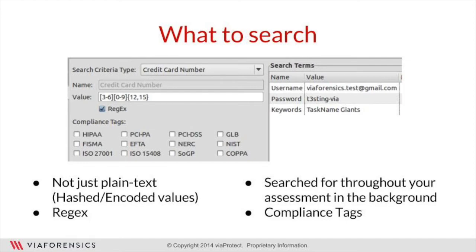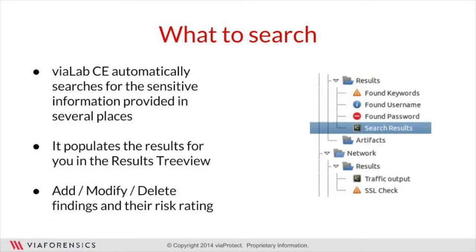There's also what we call compliance tags in there. If you have an application that needs to be compliant with one of those standards, you can check those little check boxes, and we'll tell you in the report if we find some information that would make your application not compliant. So that can be, again, something that could be useful for specific industries, like the banking or the healthcare industries.